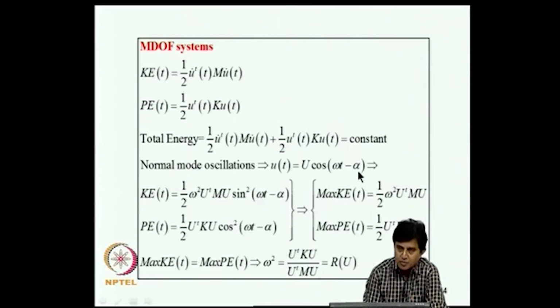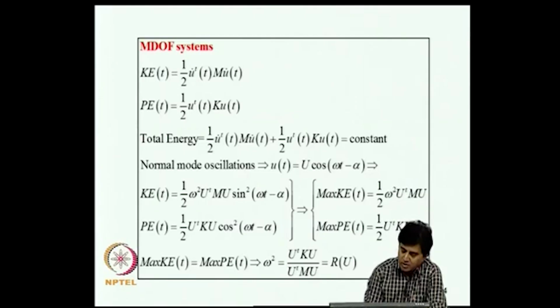That means it is a synchronous motion, all points vibrate harmonically at the same frequency, so that the ratio of oscillations at any 2 points is independent of time. That also means all points reach their respective maximum and minimum values simultaneously. That means phase is either 0 or pi. That means points can be perfectly in phase or perfectly out of phase. There are only 2 phase differences possible. Now, for this type of motion, which are the normal mode oscillations, I can write the kinetic energy. This is given by this, potential energy is given by this.